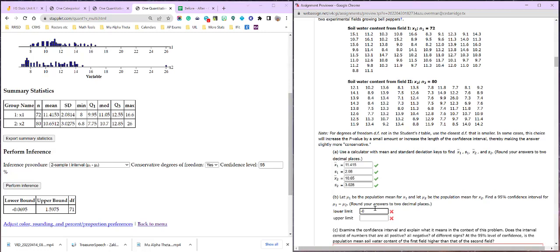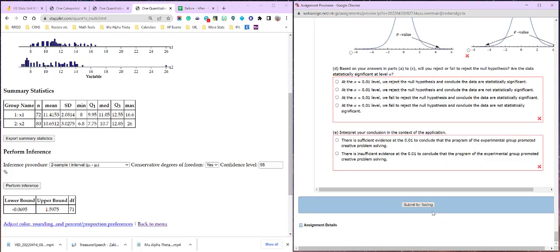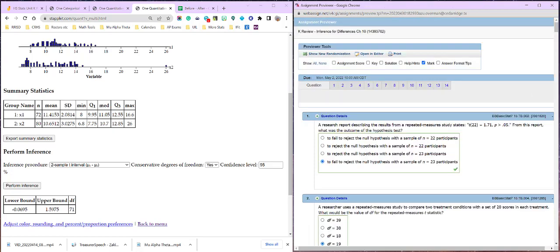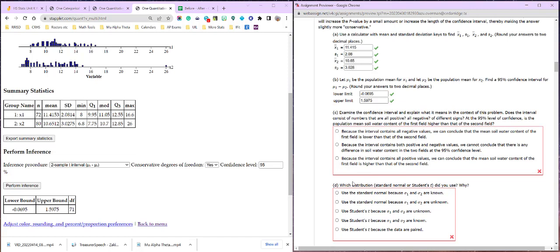Negative 0.0695. We'll see if it takes it with all 4. Usually the Stapleton WebAssigns don't mind extra decimals, usually. Let's see how they do. And voila, see, I told you they don't usually care. If they do, then you can come bug me if you're having rounding issues.